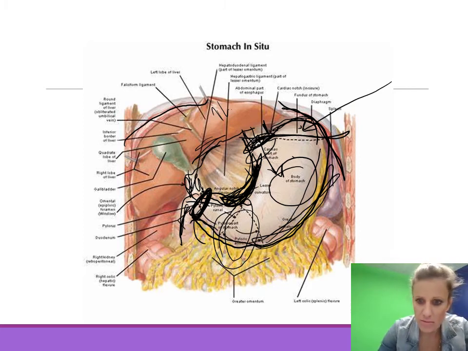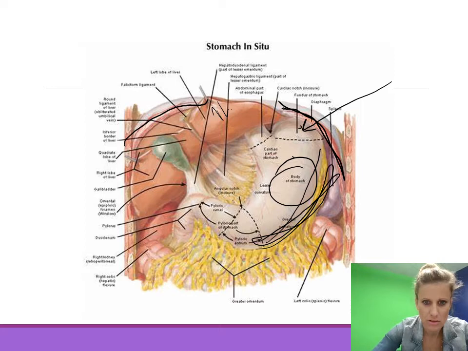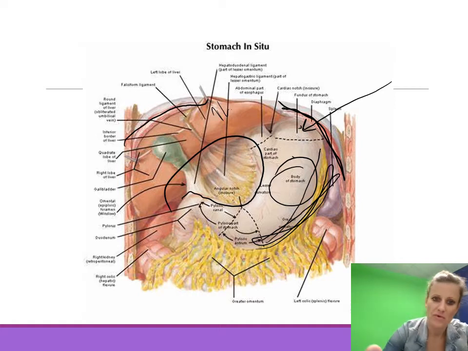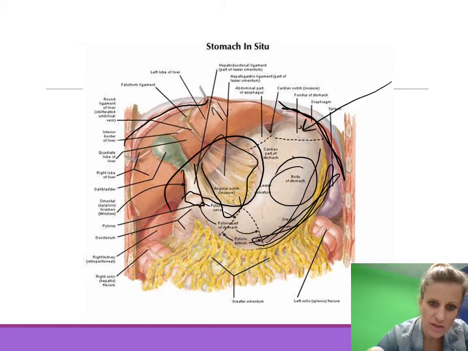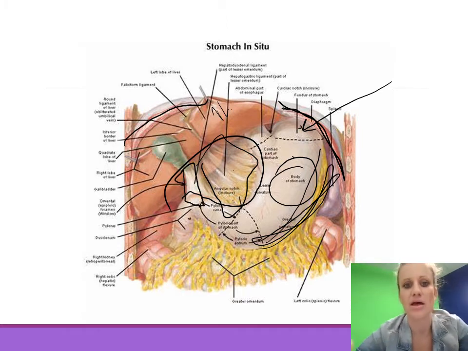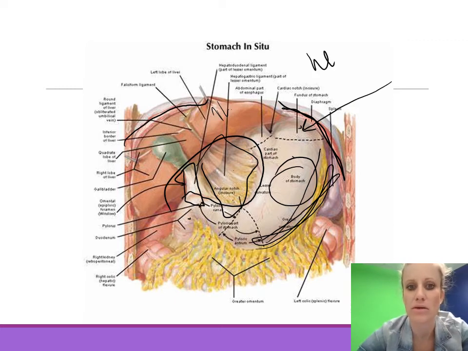Sorry, I'm trying to erase this. So if you look, this whole thing is the lesser omentum, right? This area that connects to the lesser curvature, that's what we talked about earlier, is the hepatogastric ligament. This little thickened section right here that connects to the duodenum, the first section of the small intestine, is the hepatoduodenal ligament.